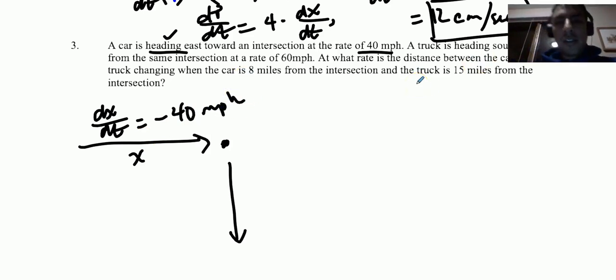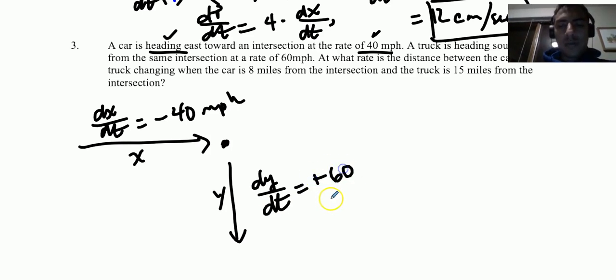Now a truck is heading south, away from the same intersection at a rate of 60. Here, the distance from the point is increasing. So if I call this variable y, dy/dt is equal to a positive 60 miles per hour. At what rate is the distance between the car and the truck changing when the car is 8 miles from the intersection? Okay, so this is going to be 8, and the truck is 15 miles, and this is going to be 15.